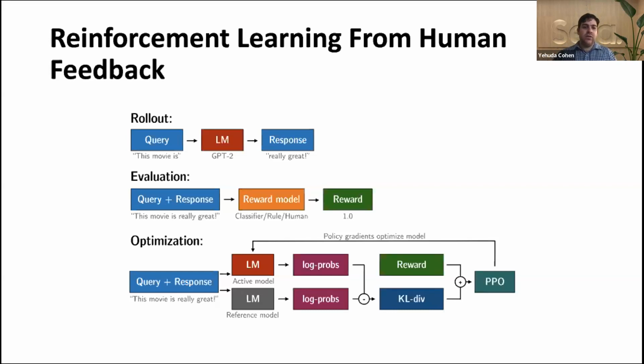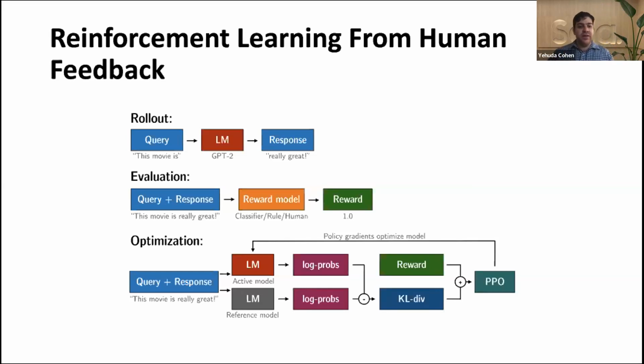And then what we do is we go through an optimization process. We take lots and lots of query and response pairs, and we feed them to two language models. The first is the active model. That's the model that you're currently training. The second is the reference model. The reference model is effectively a baseline model that you don't want the active model to deviate too much from.